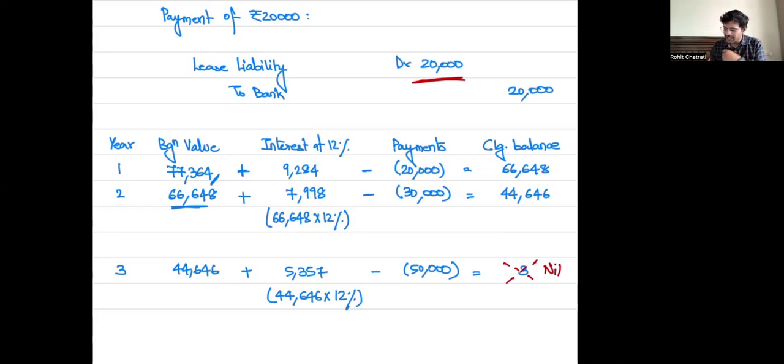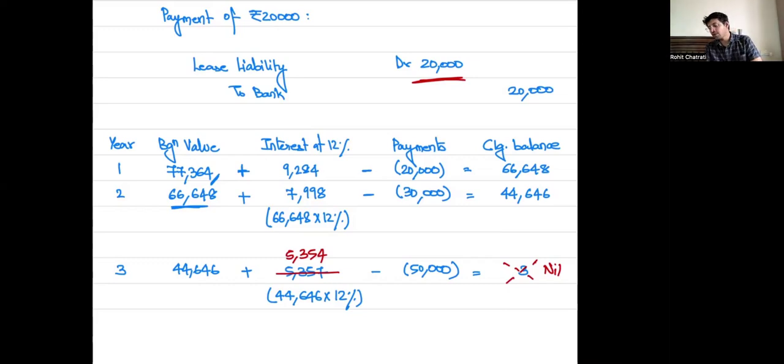And what we are going to do is, instead of recognizing interest expense of 5,357, I will be recognizing 5,354, which is a rounded number, in such a way that the closing balance is equal to 0. At the beginning of year 3, we had a lease liability of 44,646. I recognize interest at 12% on the beginning value, then deduct payments from the lease liability, and the closing balance of the lease liability is 0.